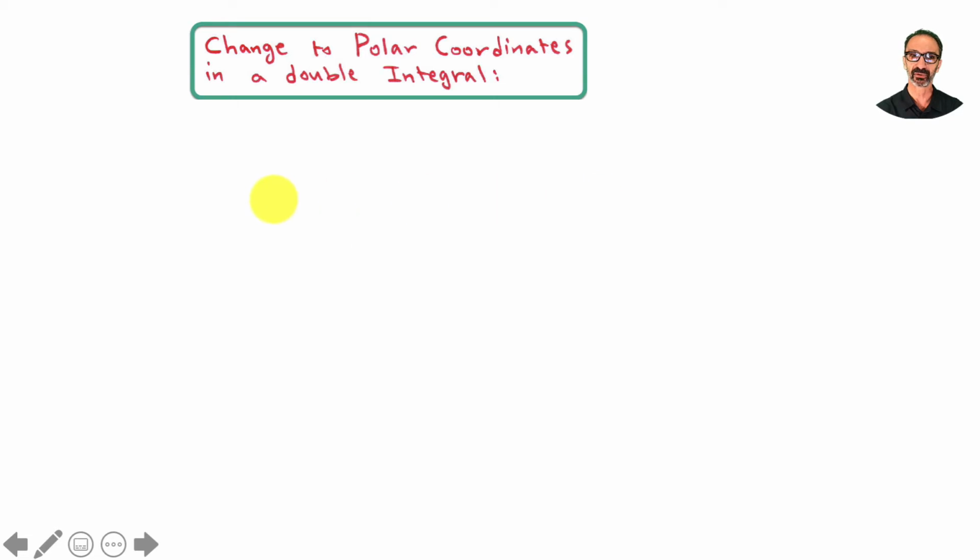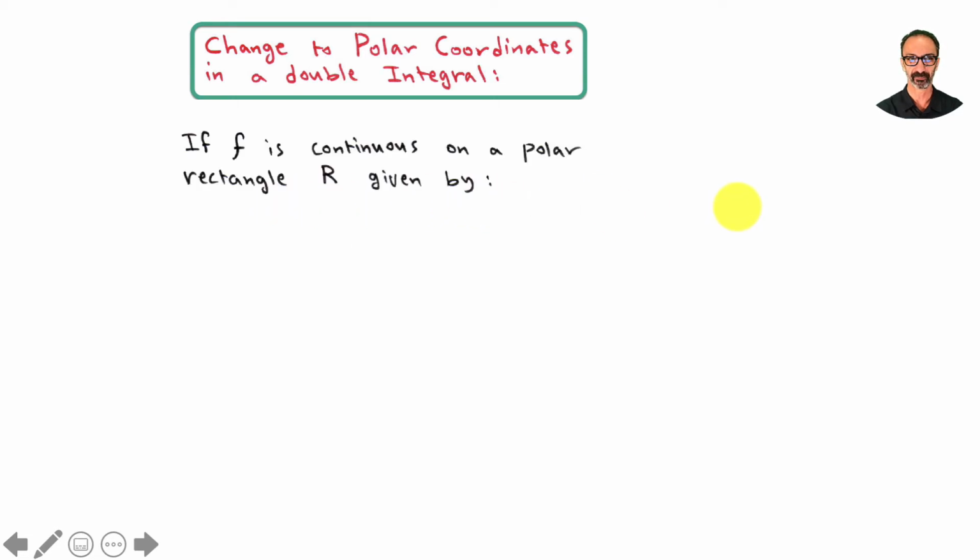Change in polar coordinates in double integral. If f is continuous on a polar rectangle, they call it a polar rectangle, and it could be kind of like the graphs we saw, but it's still called polar, where r goes from a to b, but a has to be greater than or equal to 0. Can't be negative, of course, because r is a radius or a length.